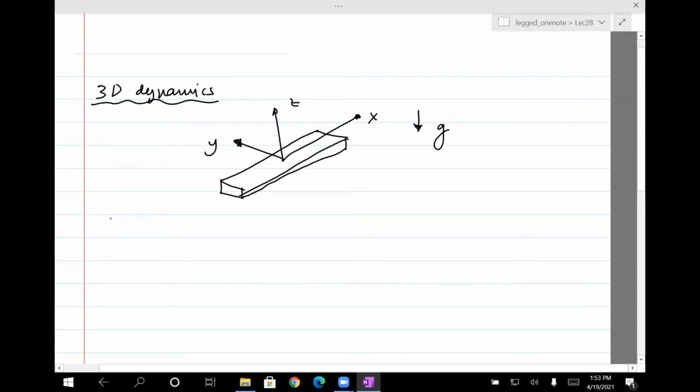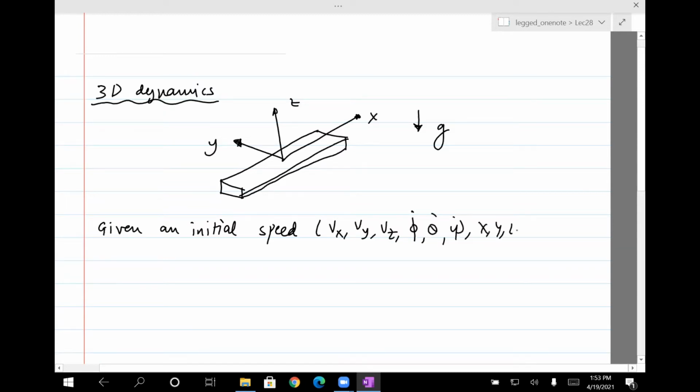And so the question is, given an initial speed, so it'll be Vx, Vy, Vz. The angular speed could be in the body frame or fixed frame, or it could be Euler rates. Let me just use Euler rates, so phi dot, theta dot, psi dot, and of course the positions, phi, theta, psi.